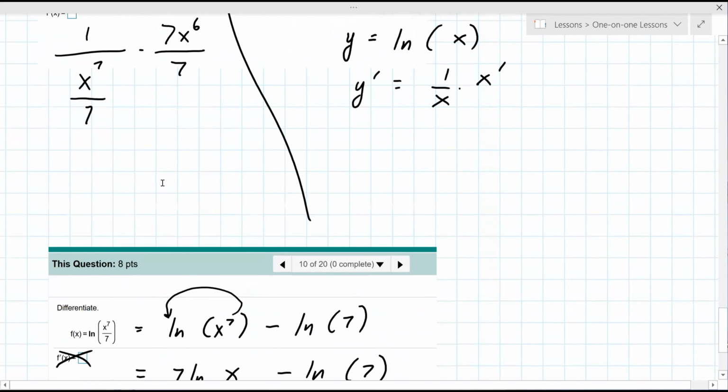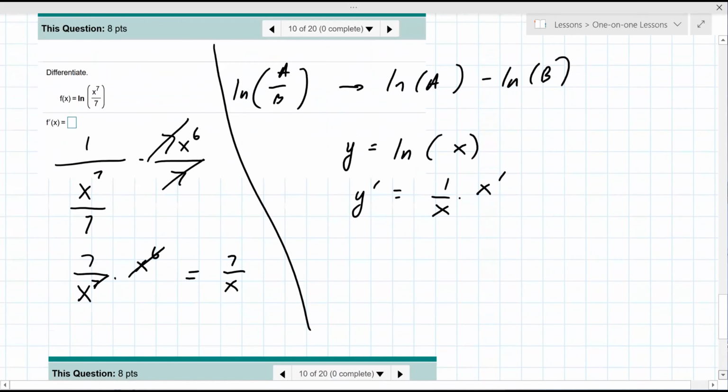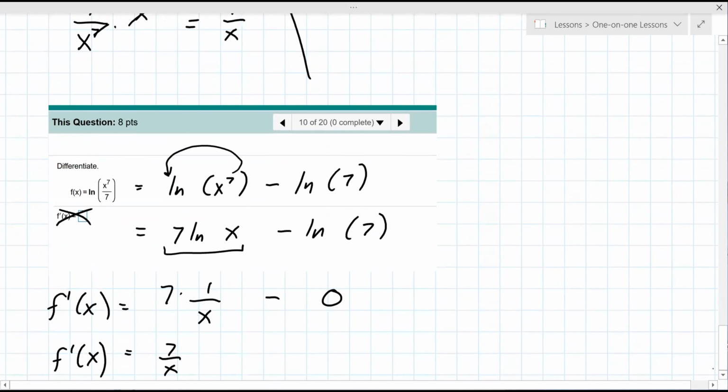So let me show you that up here. This 7 cancels with this 7. You flip this fraction, so you get 7 over x to the 7th times x to the 6th. That cancels with that, so you just get 7 over x. Which way is easier? I think the natural log way looks better to me. Mm-hmm.